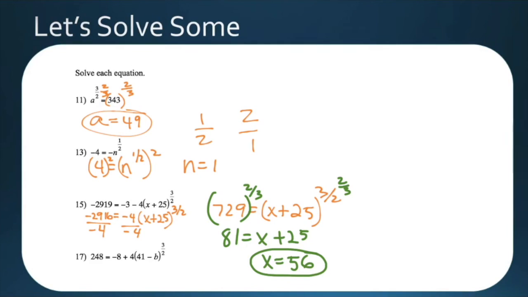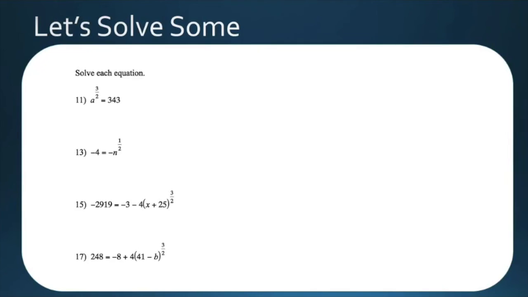We're going to do number 17. What do you want to do for 17? What are we moving first? Negative 8. We're going to add the 8 to the other side, correct? 248 plus 8 is 256. And then divide both sides by 4.